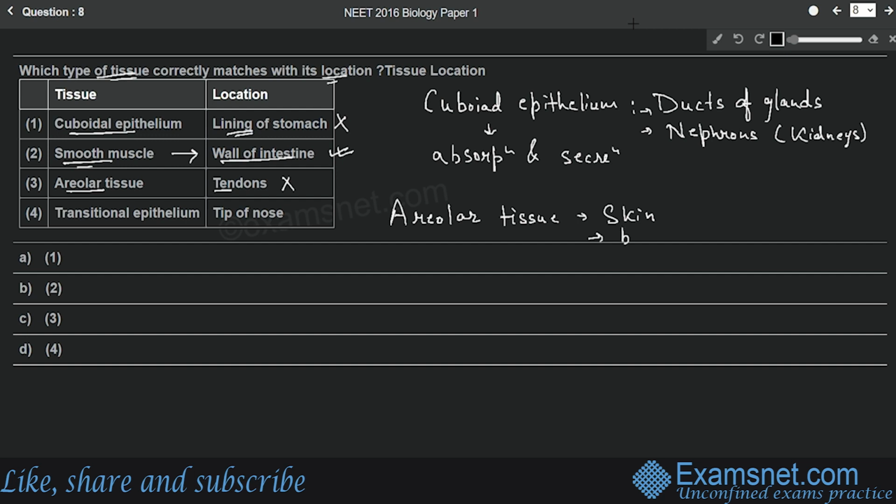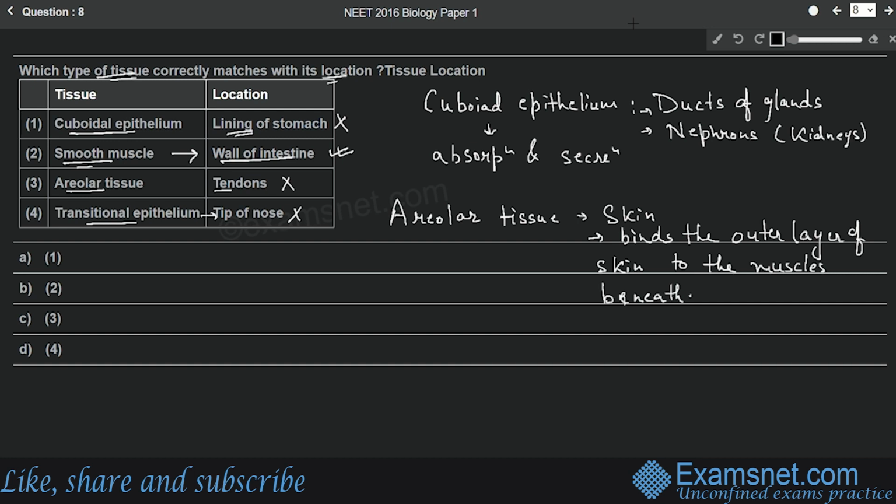Okay, binds the outer layer of the skin to the muscles beneath. That means the muscles lying below the skin. Okay, so this is again incorrectly matched. And the last one is transitional epithelium. Here it is matched with tip of nose, again incorrect.